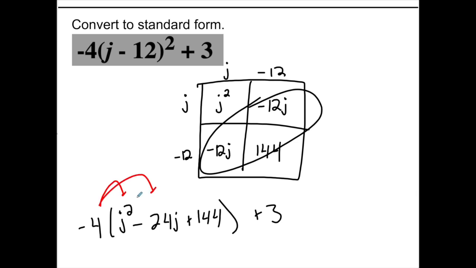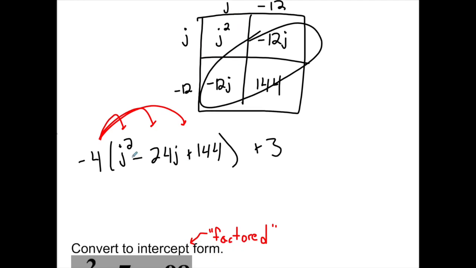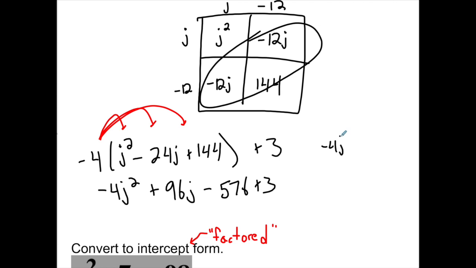Next thing is I do need to distribute here. So I'll distribute that out. -4j squared plus 96j minus. Now 144 times 4. I hope you'll forgive me if I can't necessarily do that off the top of my head, but that's 576. And then I'm going to add 3 to that, and that would be -4j squared plus 96j minus 573.